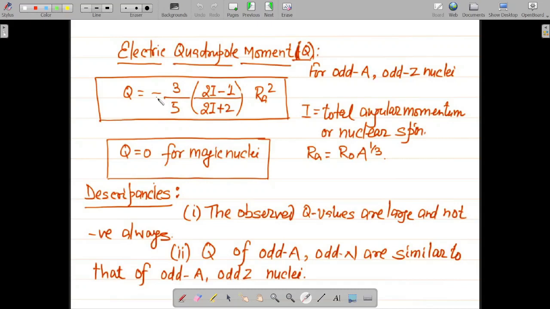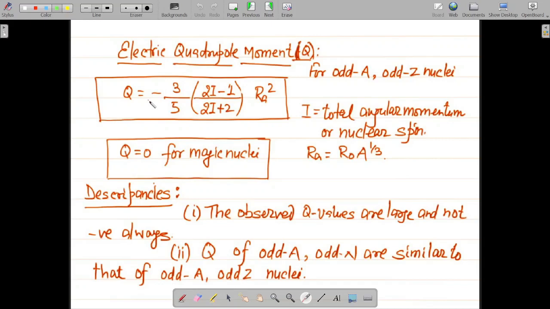It is not compulsory. Discrepancies means exceptions, or deviation from the normal law, an anomaly. So the observed Q values are large, not always small, and not always negative. Sometimes they may be large, and sometimes they might be positive also. Although this expression shows that it is always negative, they are not always negative. Sometimes they might be positive also. So that is a discrepancy.